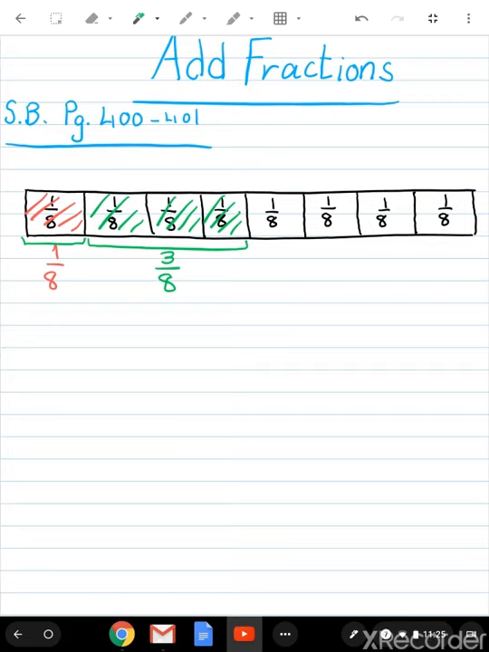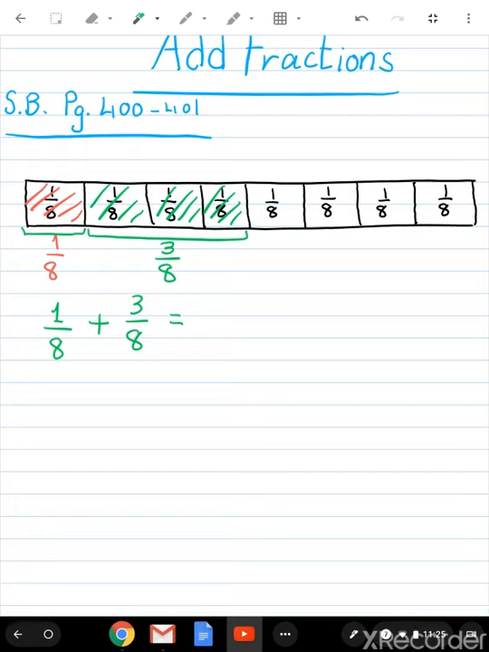This means that I have a total of how many parts out of 8? We mean 1 out of 8, which is the first shaded part, plus the 3 out of 8, which are the next 3 shaded parts. So how many total parts did I shade? I shaded 4 out of the 8 parts. See, from the addition here we have 1 out of 8 plus 3 out of 8 equals 4 out of 8. The total shaded parts are 4 out of 8.